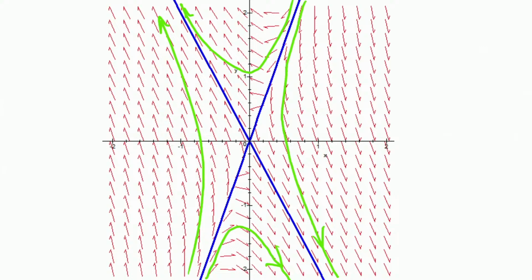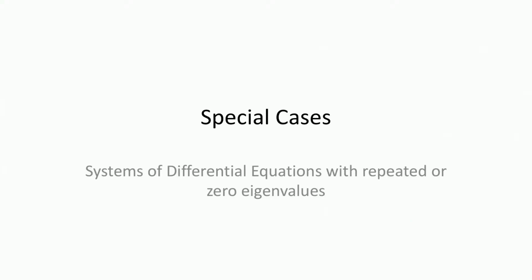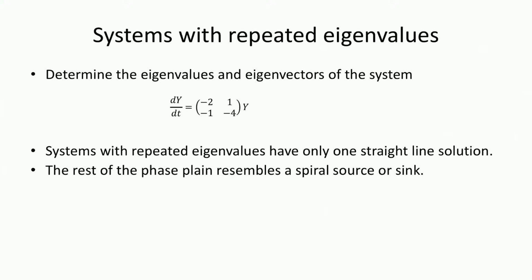So this isn't the only thing that can happen. There are some special cases. Let's deal with them. One thing that could happen is you could have a repeated eigenvalue. The second thing that could happen is you could have a zero eigenvalue. So how do these relate to here? Let's take a look at this one.